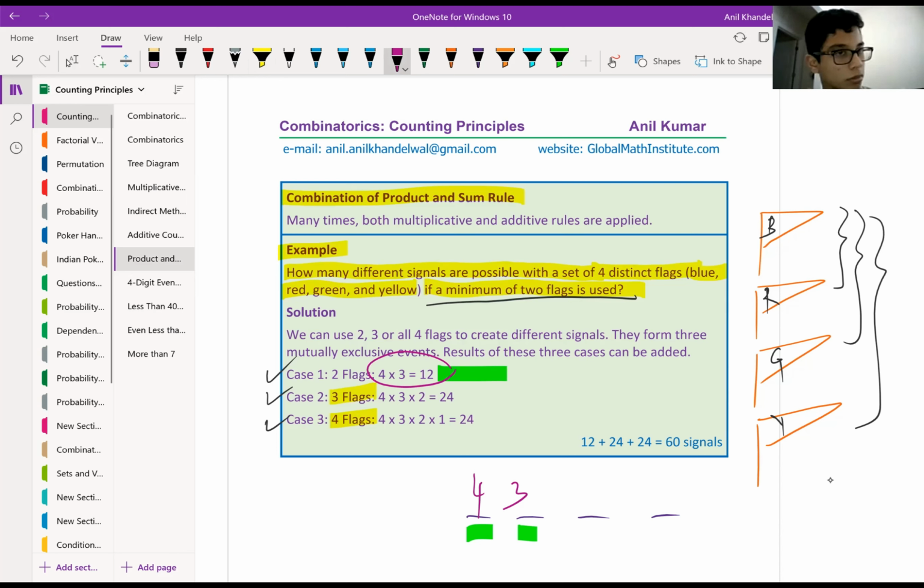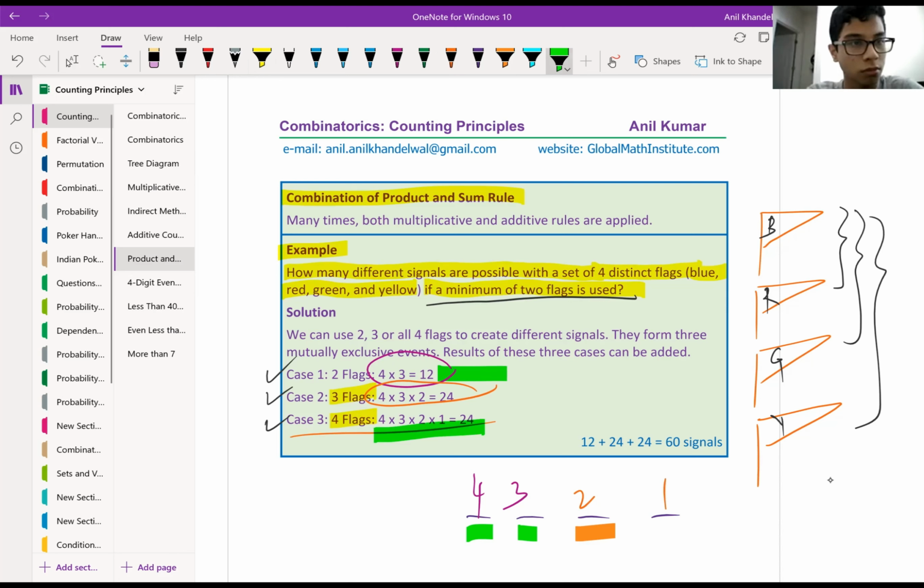Now the second case, in which I am taking 3 flags. First flag, 4 options, second flag, 3, and for the third flag there will be 2 left. Therefore, the number of ways I can produce signals using 3 flags is 24, which is 4 times 3 times 2. We applied the product rule, correct? Last case here, all four, with one left. When I multiply all of them, I get 24. So using 2, 3, or 4 flags, we could have 12, 24, or 24 options.